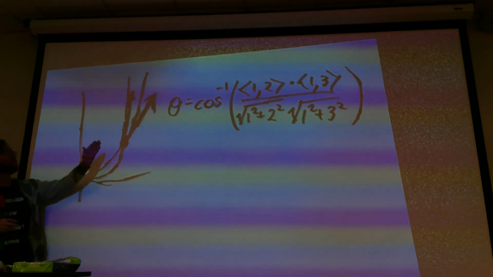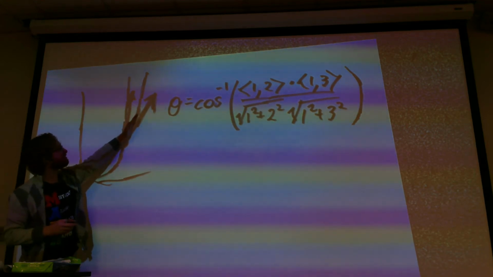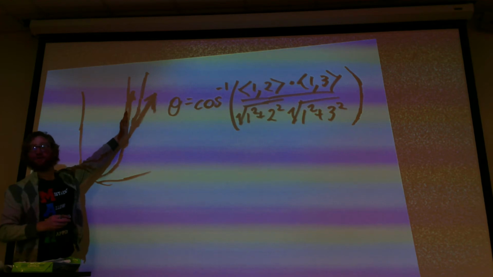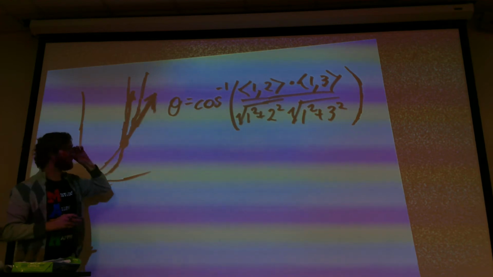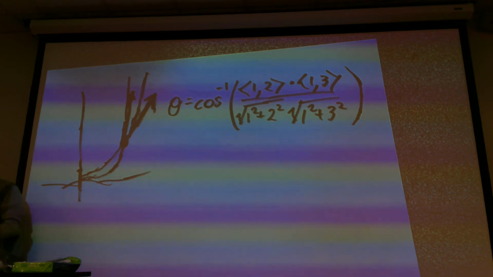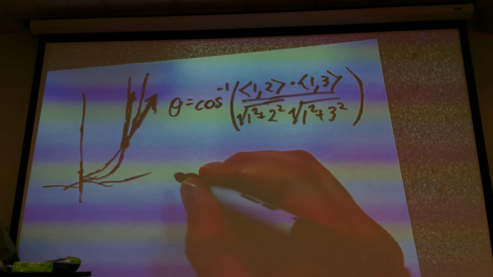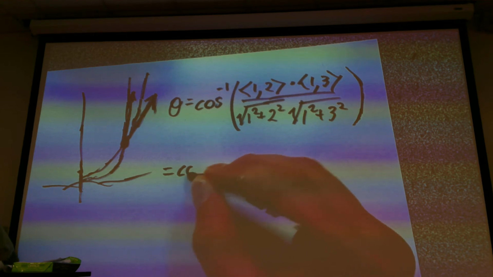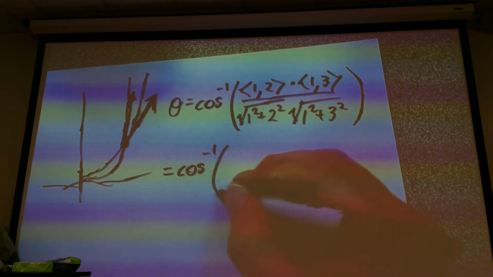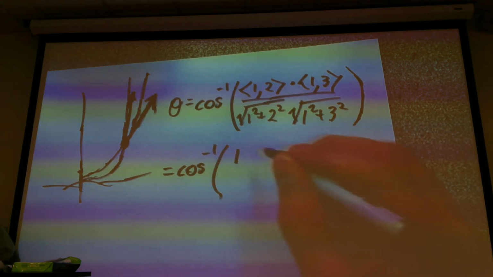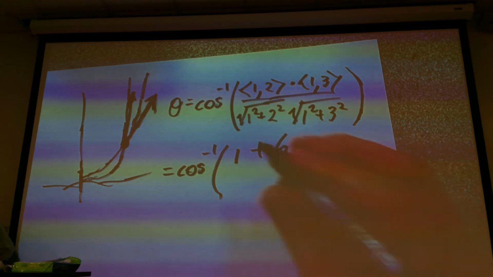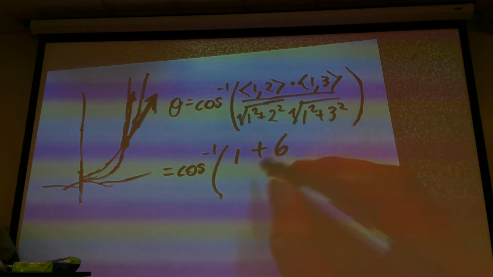Okay? So those are our two vectors. We have (1, 2) and (1, 3), according to the derivatives. Then all we have to do is figure out what this thing is. So that would equal cosine inverse. That would be 1 times 1 plus 2 times 3, or 1 plus 6.